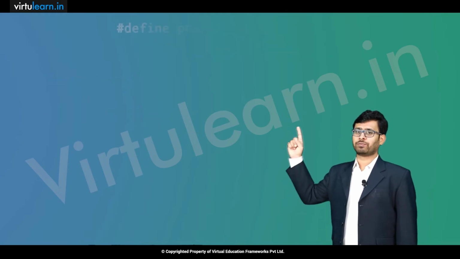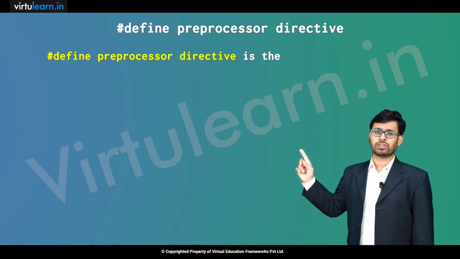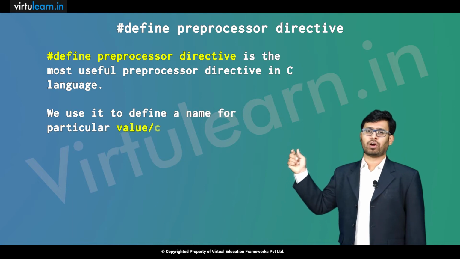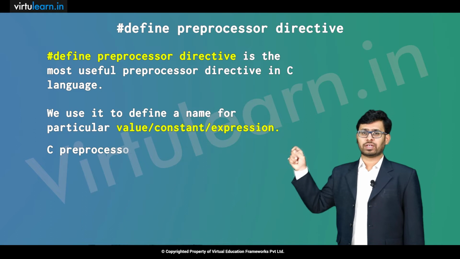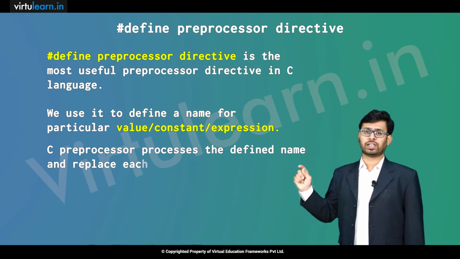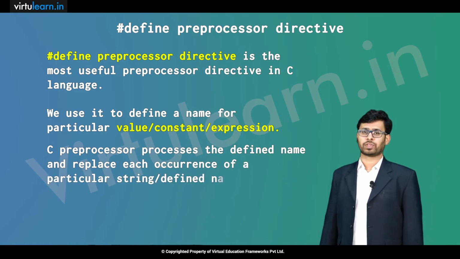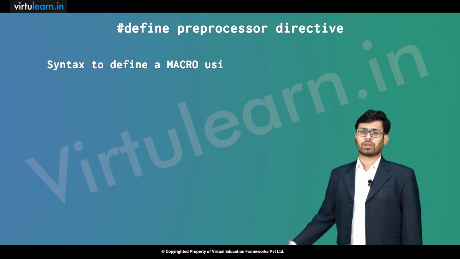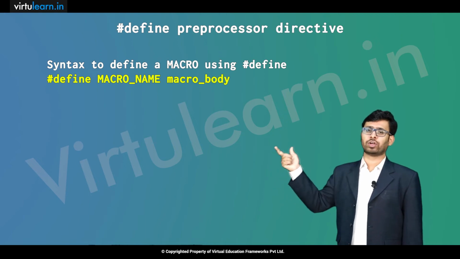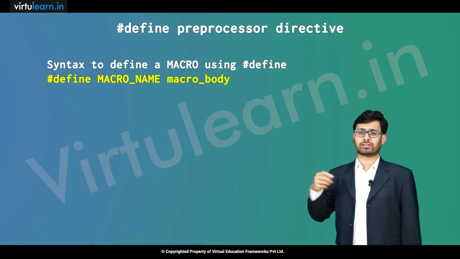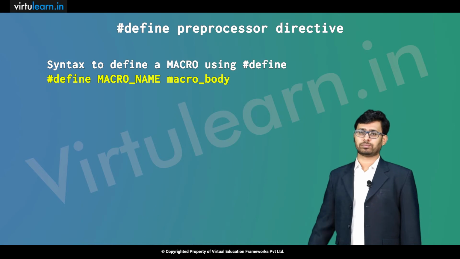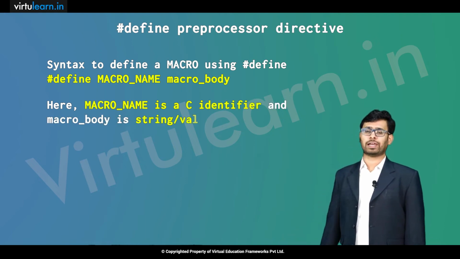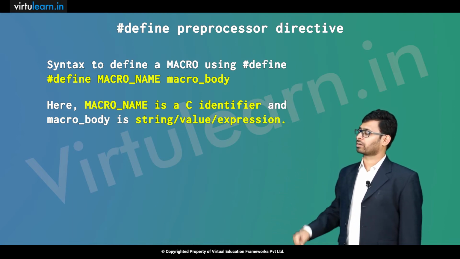The next one is the #define preprocessor directive. #define is the most useful preprocessor directive in the C language. We use it to define a name for a particular value, constant or expression. The C preprocessor replaces each occurrence of the defined name, that is the macro name, with the given value or macro body. The syntax is #define macro name, followed by macro body. Remember, the macro name should be written in uppercase, just for our understanding that a macro substitution is done. Here the macro name is a C identifier and the macro body is a string, value or expression. So this is how #define is implemented.